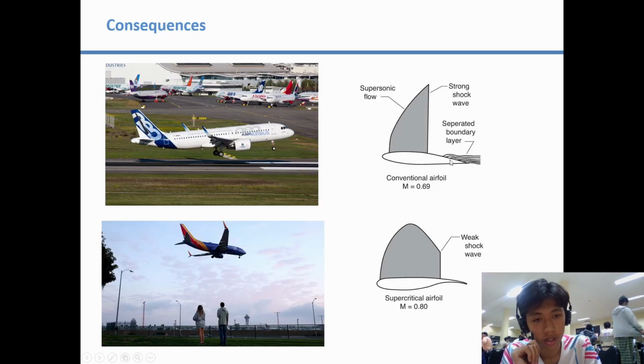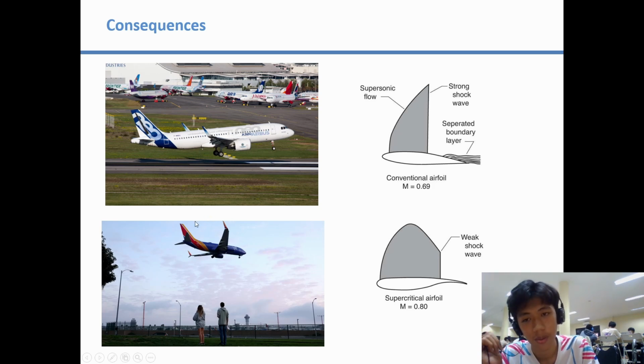So another alternative way is to design an airfoil that you call a supercritical airfoil. You can see this, they prevent this depression and they make the shockwave much weaker on the aircraft. That's one of the other ways to prevent shockwave.